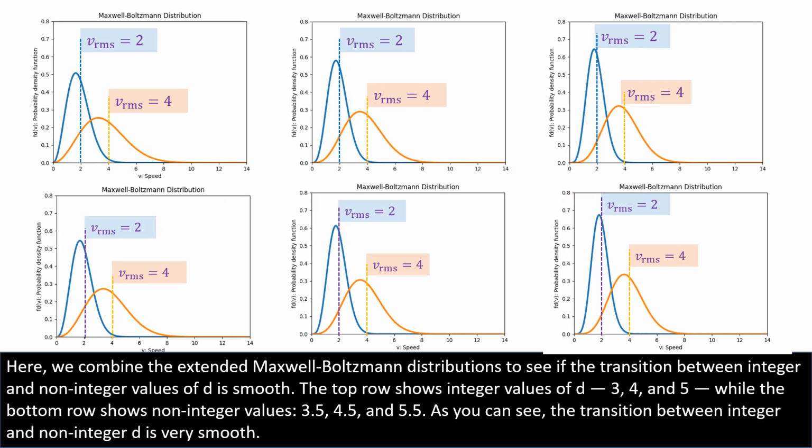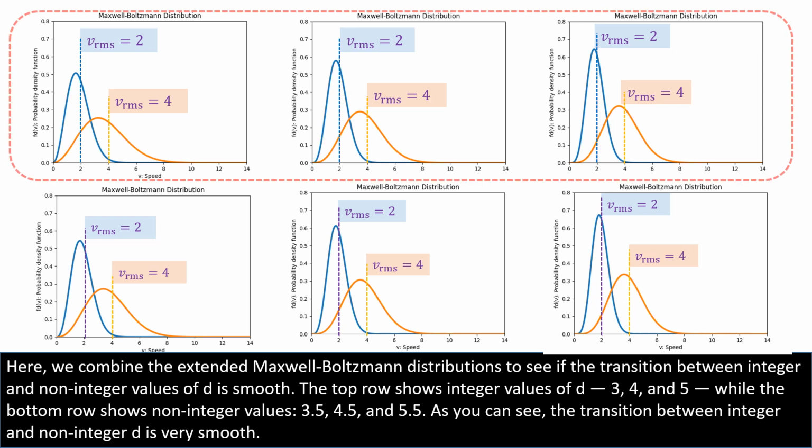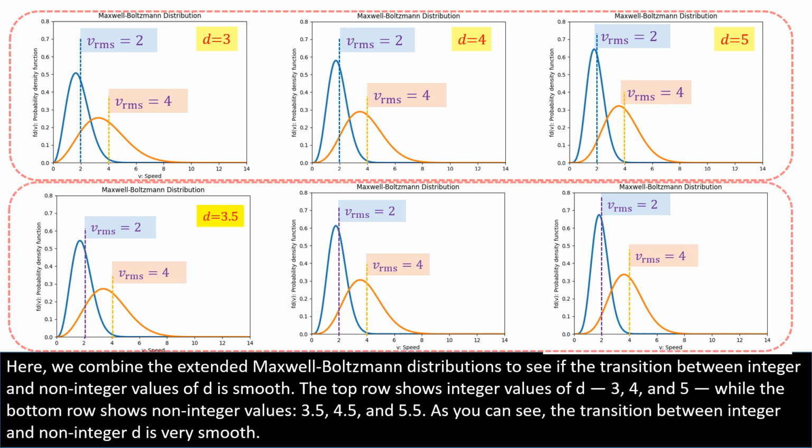Here, we combine the extended Maxwell-Boltzmann distributions to see if the transition between integer and non-integer values of d is smooth. The top row shows integer values of d, 3, 4, and 5, while the bottom row shows non-integer values, 3.5, 4.5, and 5.5. As you can see, the transition between integer and non-integer d is very smooth.